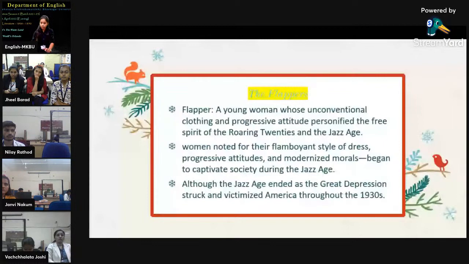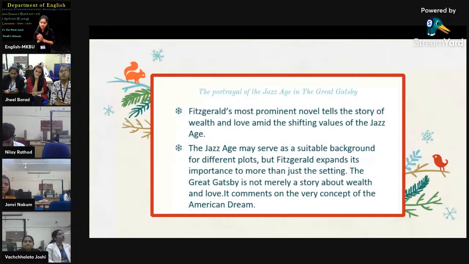The portrayal of the Jazz Age in the novel: how are the Jazz Age and The Great Gatsby related? Fitzgerald's most prominent novel tells the story of wealth and love amid the shifting values of the Jazz Age. The Jazz Age serves as the suitable background for the different plots, which explains its importance. The Great Gatsby is not merely a story about wealth and love, but about events connected with the very concept of the American dream.